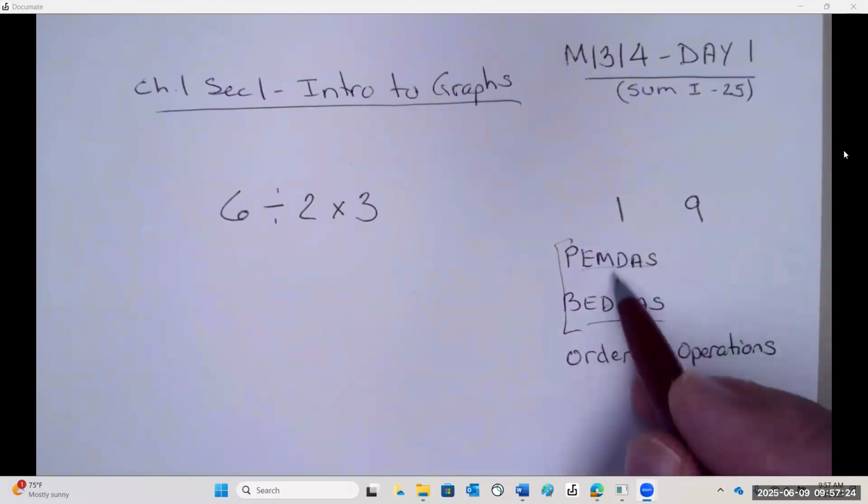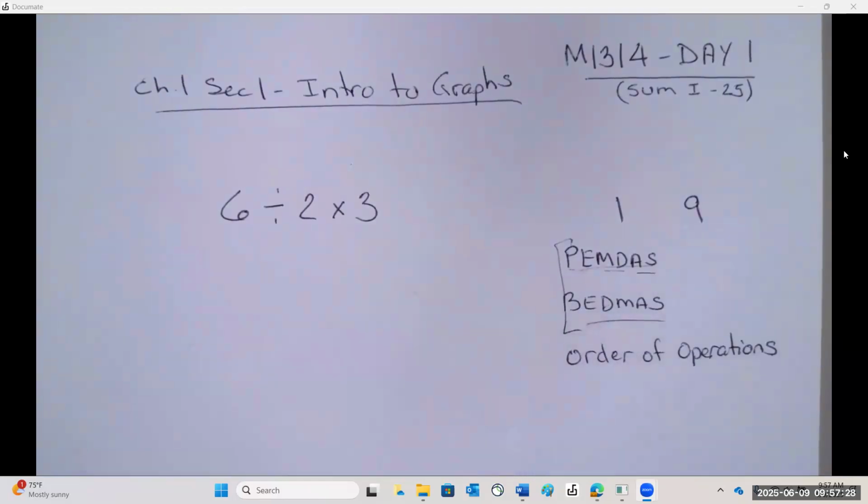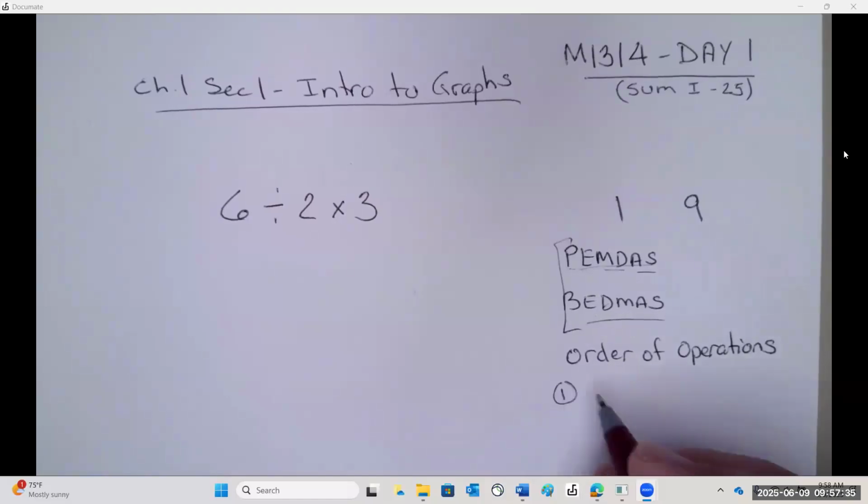The reason I don't like any of these is that we have only 6 letters, 6 operations. How many operations are there in mathematics? There are over 400.